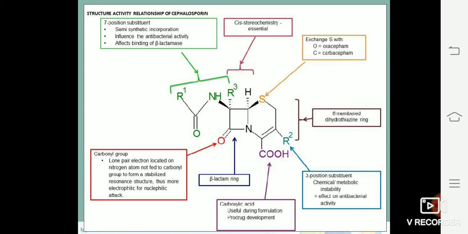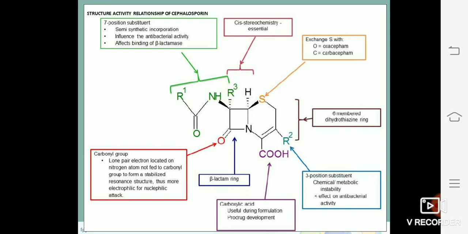Next, the carbonyl group is very necessary. The lone pair of electrons is located on the nitrogen atom, which is the neighbor of the carbonyl group. It is delocalized to the carbonyl group to form a stabilized resonance structure, thus more electrophilic for nucleophilic attack. Last, the structure activity relationship of the 7th position substituent: semi-synthetic incorporation influences the antibacterial activity and affects binding to the beta lactamase.